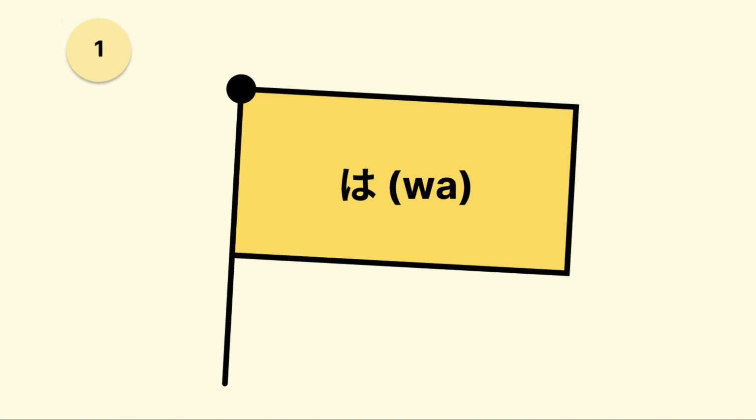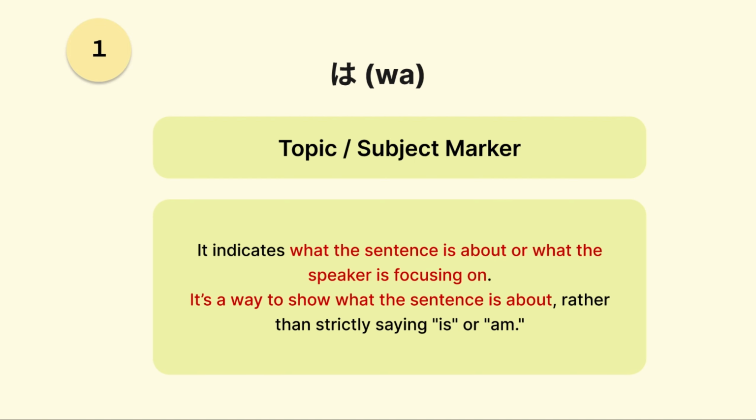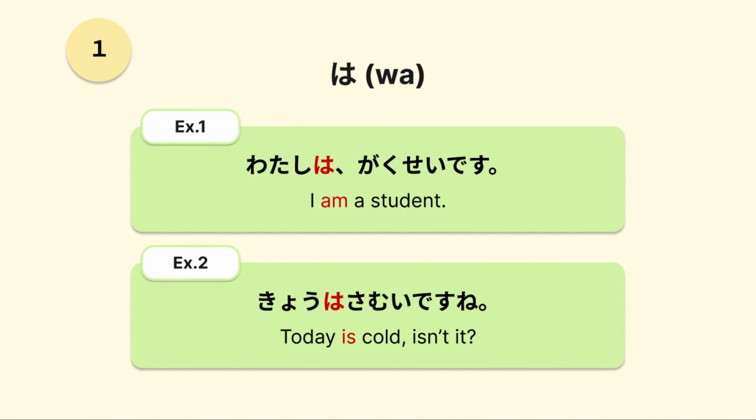Number 1, wa, is topic or subject marker. Wa indicates what the sentence is about or what the speaker is focusing on. It's a way to show what the sentence is about rather than strictly saying is or am. For example, 私は学生です。I am a student. 今日は寒いですね。Today is cold, isn't it?